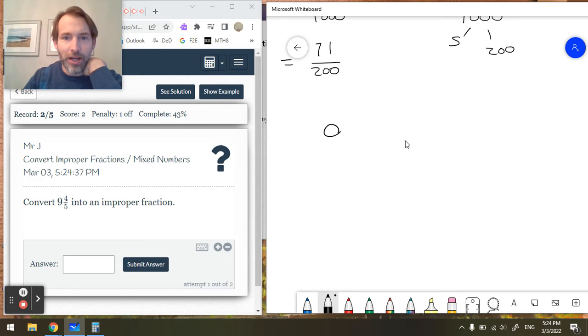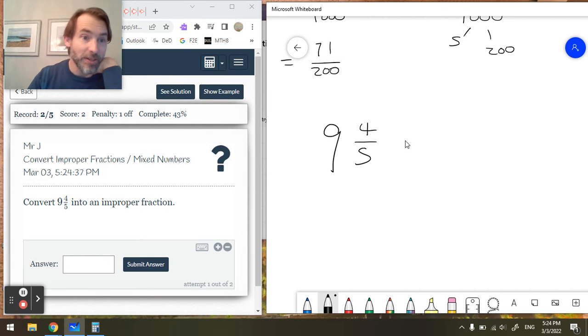We want to convert 9 and 4/5. This is very nearly 10. One more fifth and it would be a full 10. But right now it's just 9 and then 4 parts of 1. We want to convert this to a fraction. Because it's very nearly 10, I expect it's going to be very close to 50 over 5. It's actually 49 over 5.